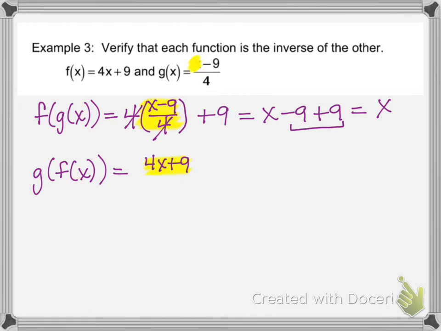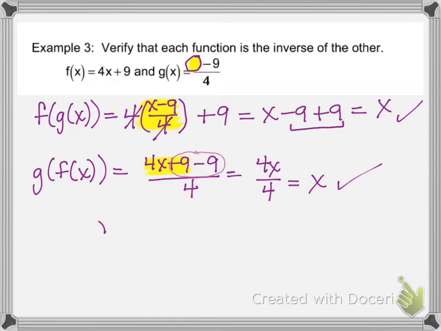But after that yellow spot upstairs here, there's a minus 9. So I'm going to put a minus 9, and then all of it under 4. So it should start cleaning up. We recognize that 9 and negative 9 are going to become 0. So I have 4x over 4, which simplifies to x. We got our x's. We have proven that f and g are inverses.